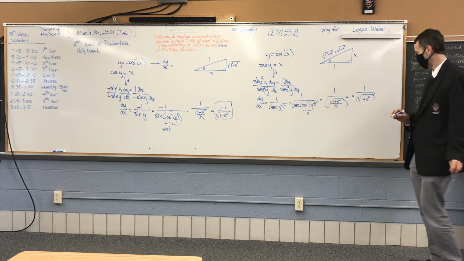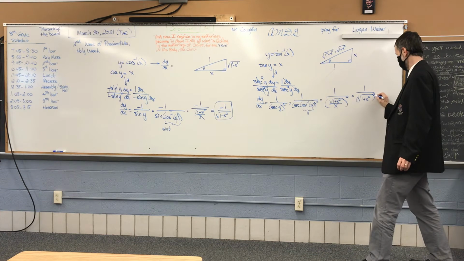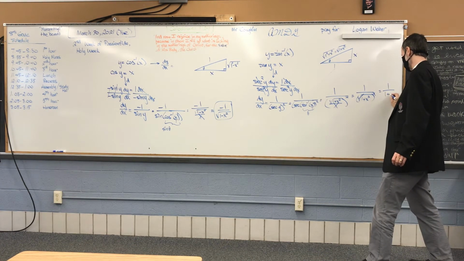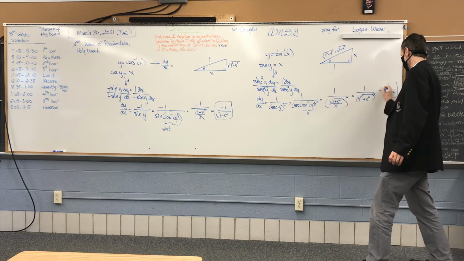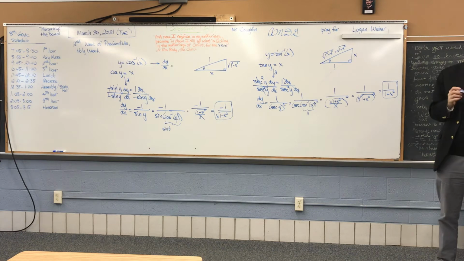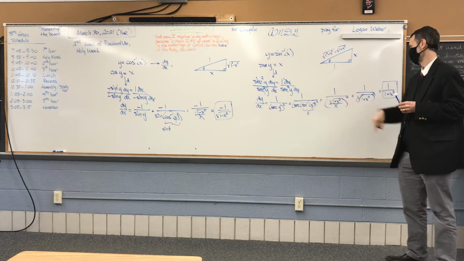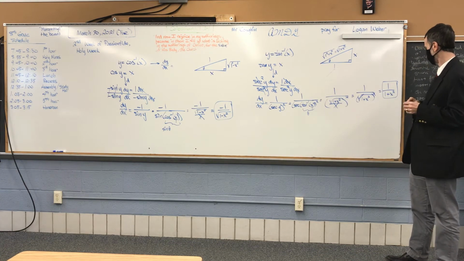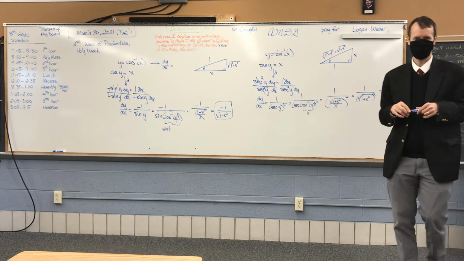Then the radical and the square cancel. So this is the derivative of inverse tangent: 1 over, because the original 1 over disappeared, but this one did not. So 1 over 1 plus x squared.